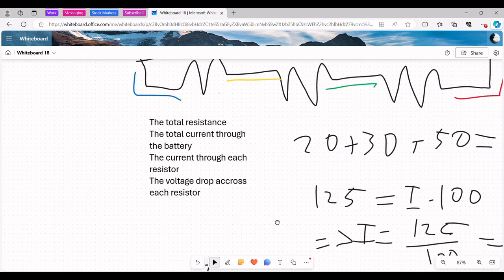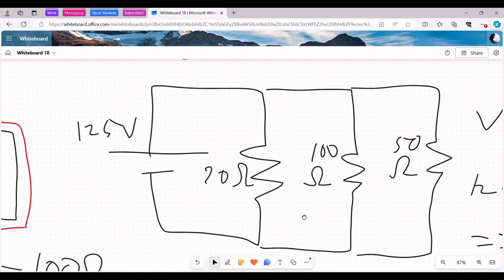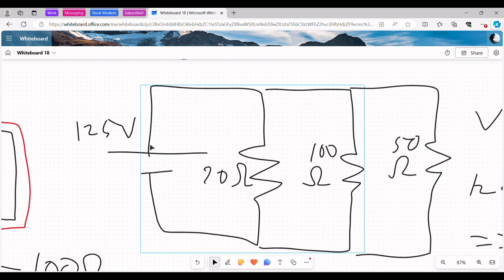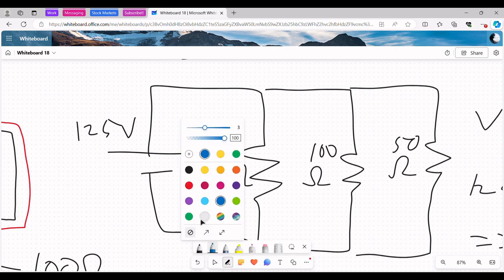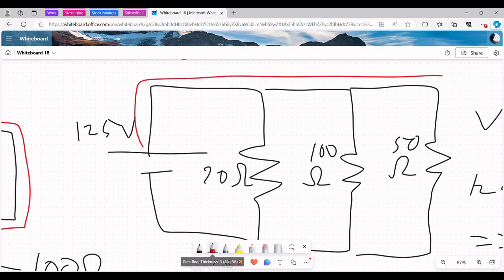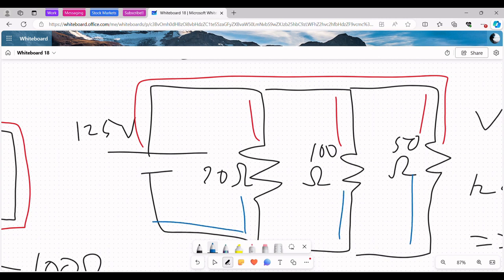And what was the last one? The last one was the voltage drop across each resistor. Since they're all in parallel, it's going to be the same for each resistor, the same as it is for the battery, and that's 125 volts drop across each one. And we can draw this out too. We've got 125 volts up here, and we're dropping down to 0 volts down here.